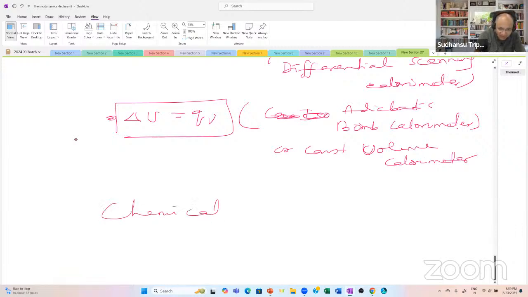Let us apply whatever we have learned so far for a chemical process where a chemical change is happening.